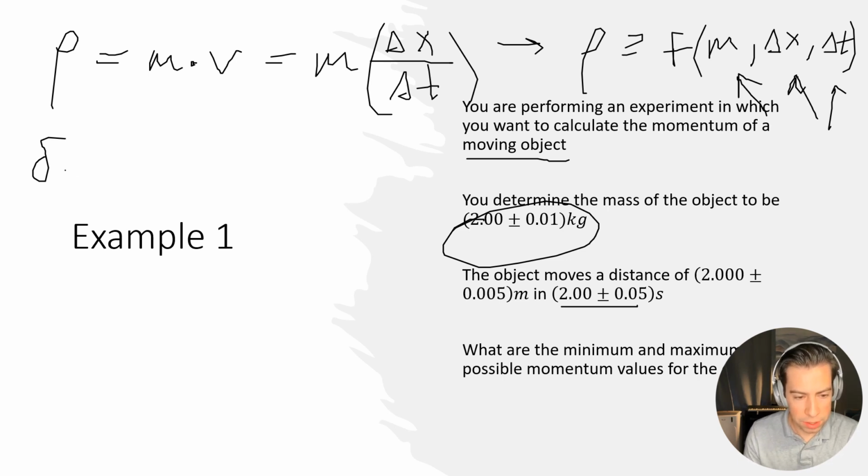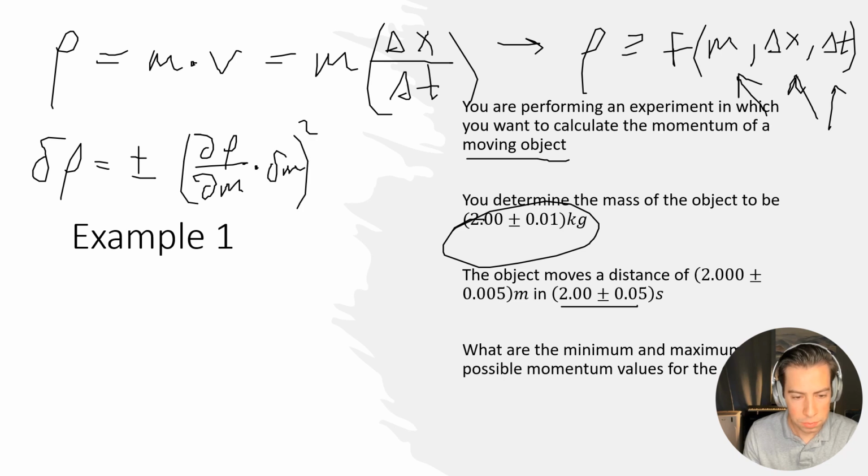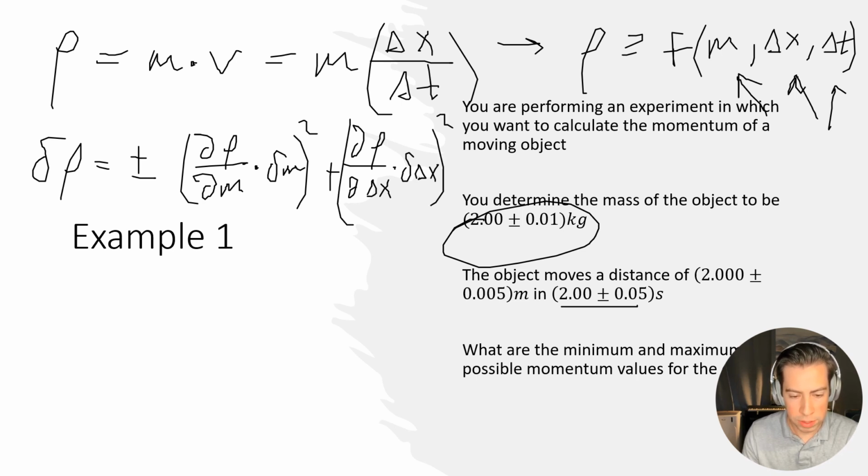The uncertainty in my momentum is going to be equal to plus or minus, because remember, it's all underneath the square root, the partial derivative of p, of my momentum, with respect to m, multiplied by the uncertainty in m, plus the partial derivative of p with respect to the change in position, times the uncertainty in the change in position. Again, all this is going to be squared. Sorry, I'm kind of running out of room. Hopefully you can still see what I'm doing.